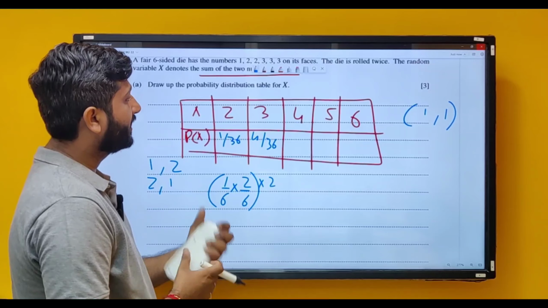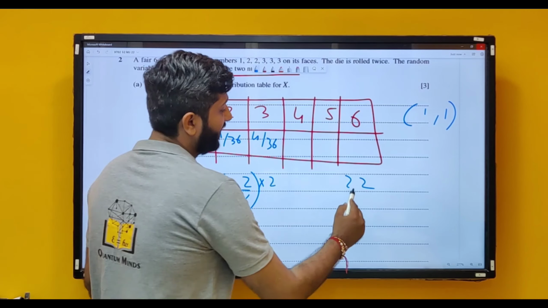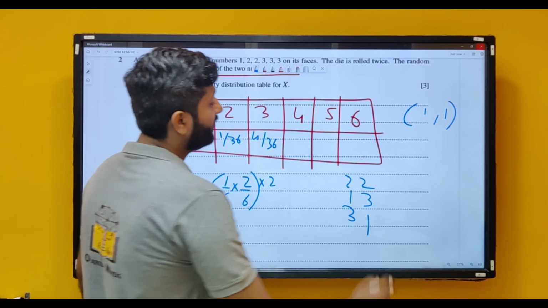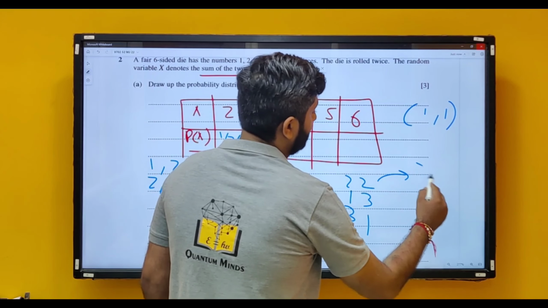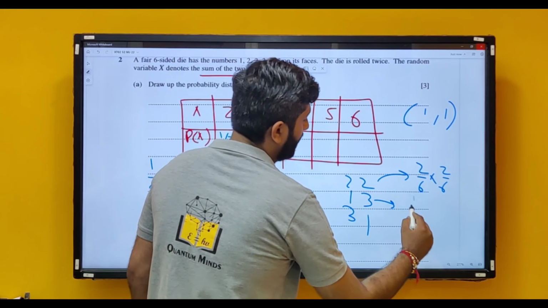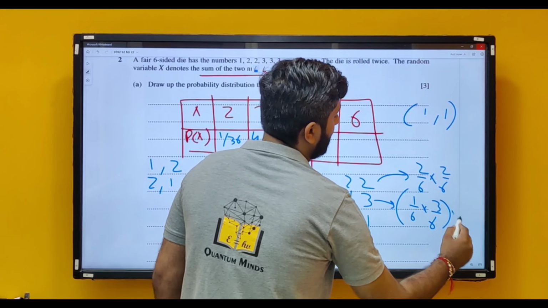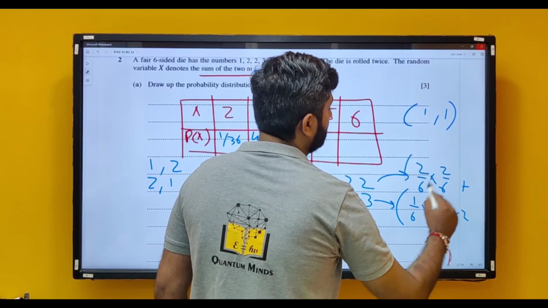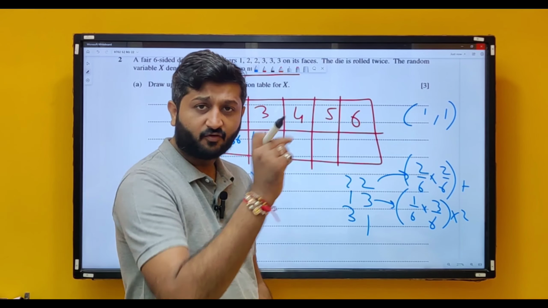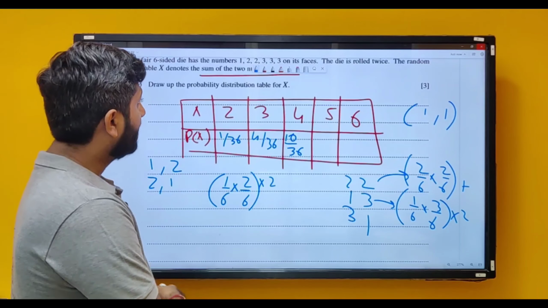Now I have 4. How can I get 4? I can get 4 in 3 different scenarios: if I have 2, 2, if I have 1, 3, or if I have 3, 1. So the probability of getting both 2s is 2 by 6 into 2 by 6. The probability of getting 1 and 3 is 1 by 6 into 3 by 6. This will be multiplied with 2, and I will have to add both these probabilities. So 4 by 36 plus 6 by 36, which is nothing but 10 by 36.